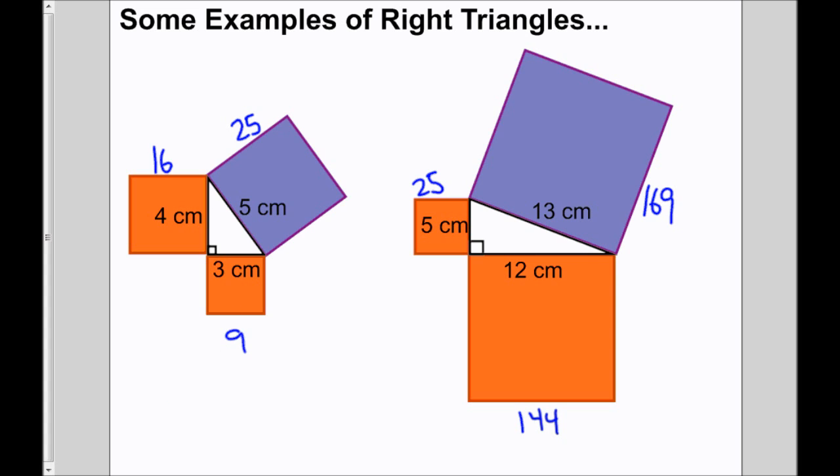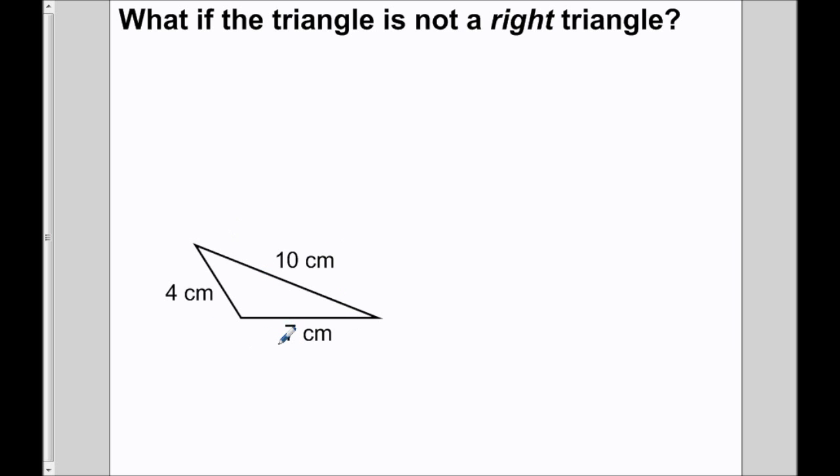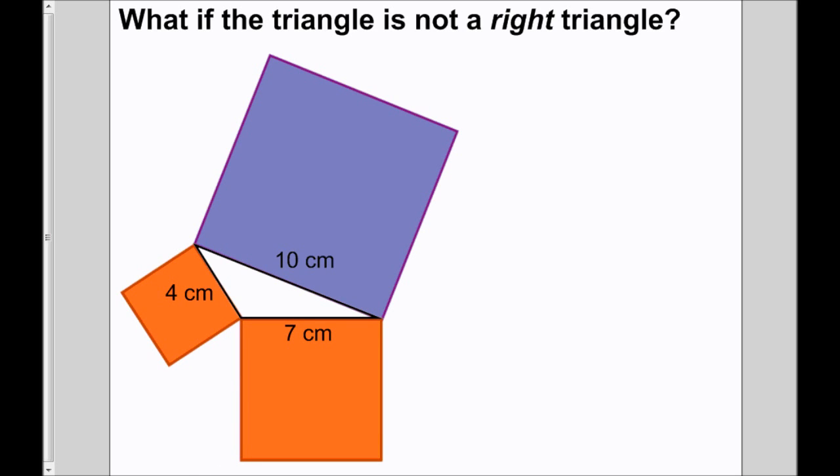Now, these are right triangles, but is this true of, let's say, triangles that aren't right-angled triangles? So here we have an example of one that isn't a right triangle. Let's create squares out of its sides, and let's see if this relationship holds true. So here the area of this square would be 4 times 4, which is 16. Here we have 7 times 7, which makes 49. And for the larger purple square here, we have 10 times 10, which is 100. So we can see that 16 plus 49 doesn't make 100. So this relationship that we just saw with the other two right triangles doesn't hold true for this triangle here.